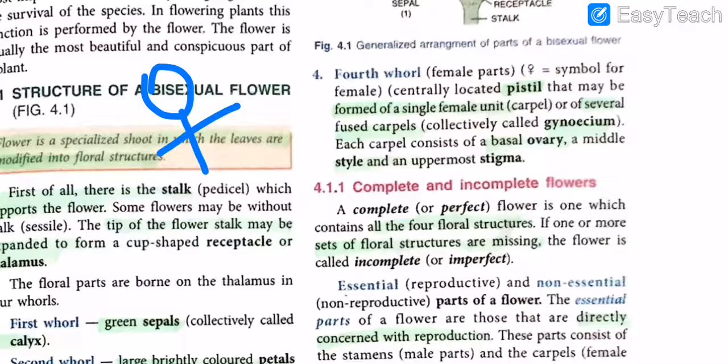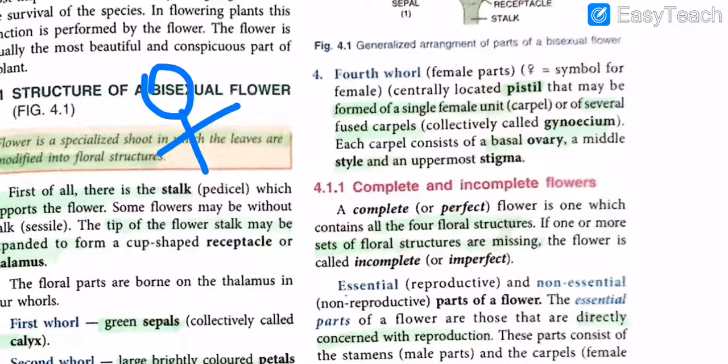So like in the case of the male parts we call them stamens, in this case we call them pistils, alright? So this is a centrally located pistil that may be formed of a single female unit, that's a carpel, or of several fused carpels. So the pistil can be made up of only one female unit or multiple fused female units. They're collectively called the gynoecium, and in the case of male, the androecium.